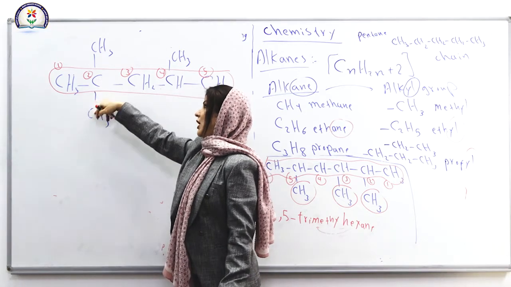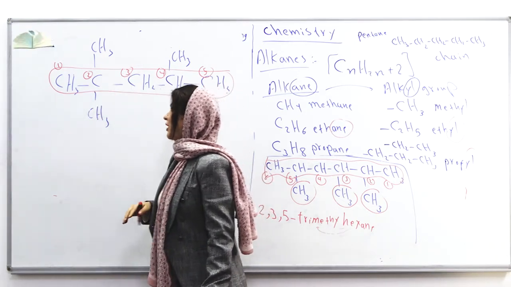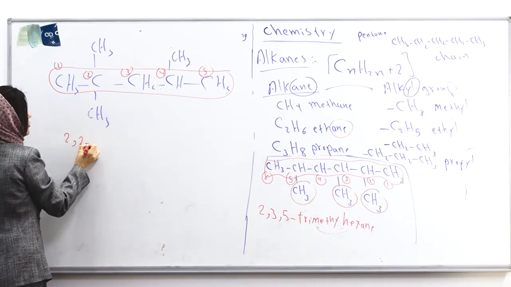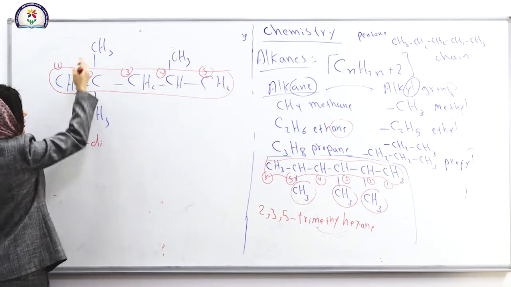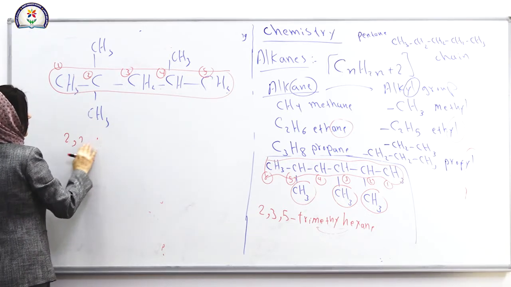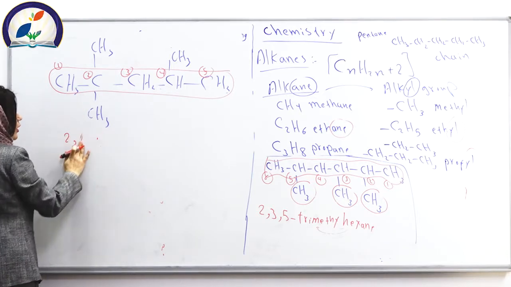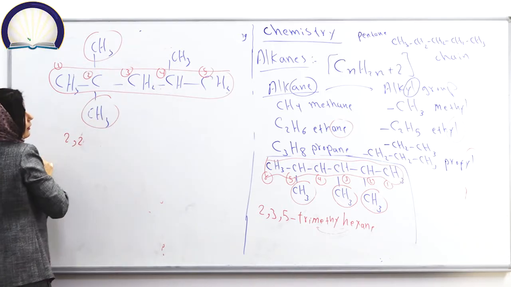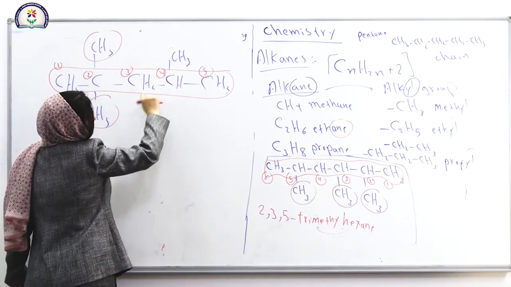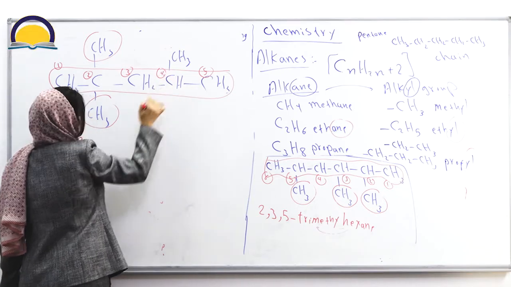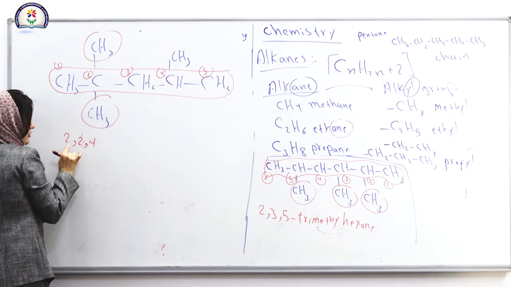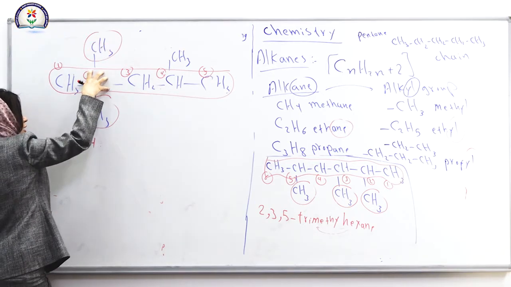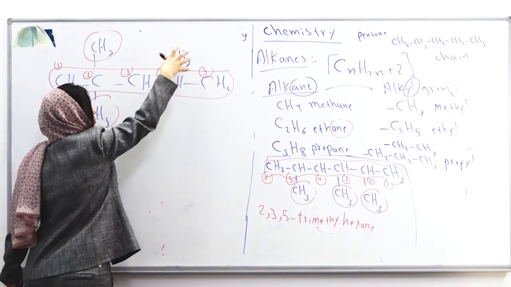In carbon 2, we have the same branch, so you have to repeat 2 twice: 2, 2, di. Why? Because we have the same branch. And at 4 also we have another CH3, so we write 4. We repeated 2 twice because we have the same branches, on carbon 2. And on carbon 4 also we have methyl.